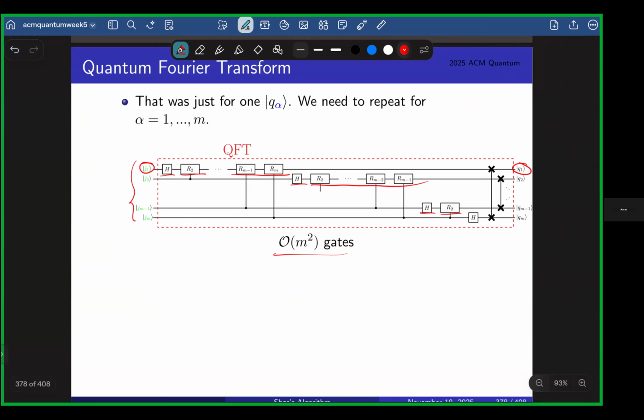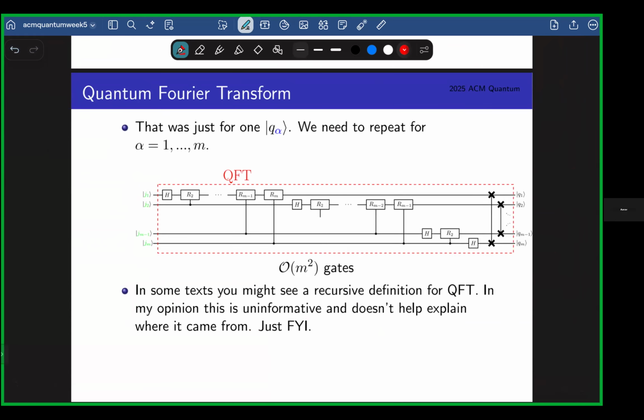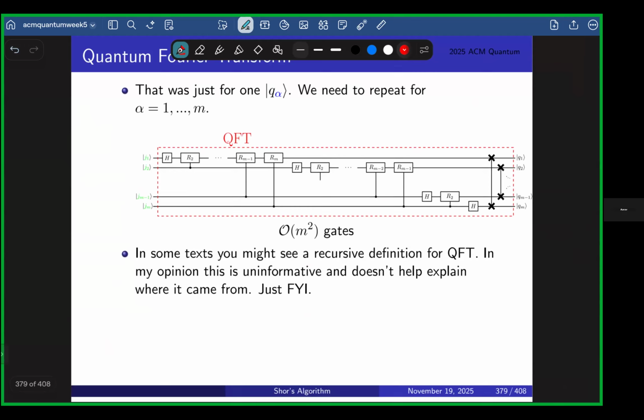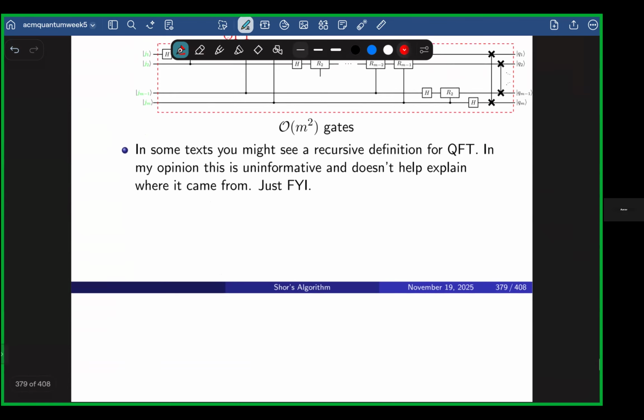I'm sorry that went so fast. Also, some texts will give you a recursive definition of this, but they don't show how it's made. So this actually shows how it's made. I hope that's more intuitive.